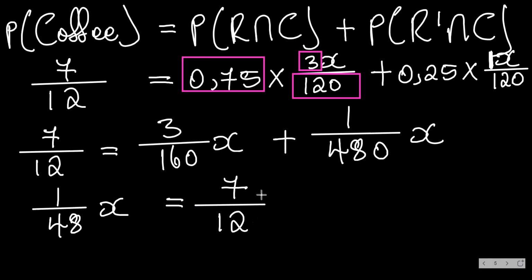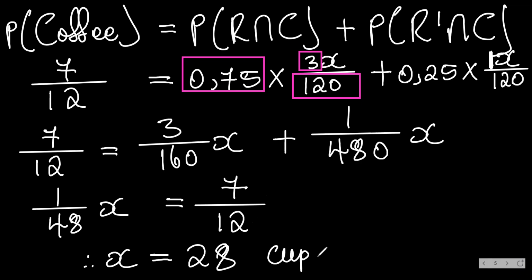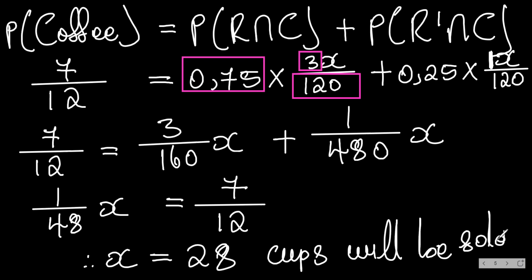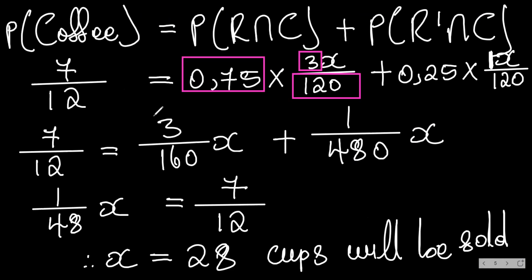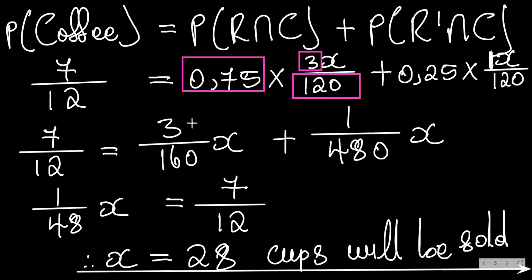So when you now say 7 over 12 times 48, you find that the value of x will be 28. So this means 28 cups will be sold on a non-rainy day. 28 people buy coffee on a non-rainy day, which means 28 cups of coffee will be sold on a non-rainy day. Many ways of doing this, but to me, this one seemed the easiest.